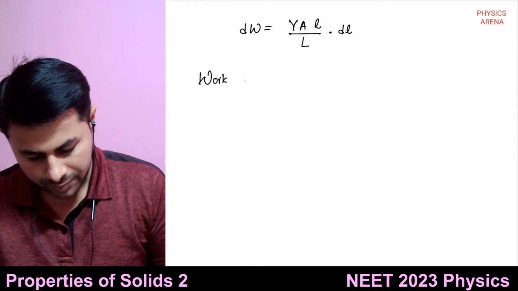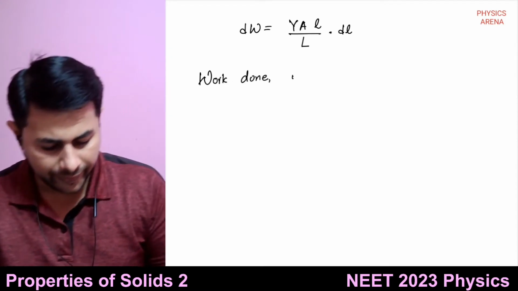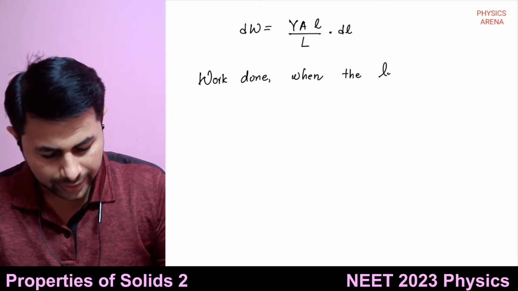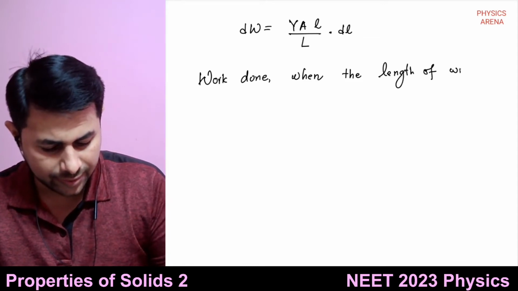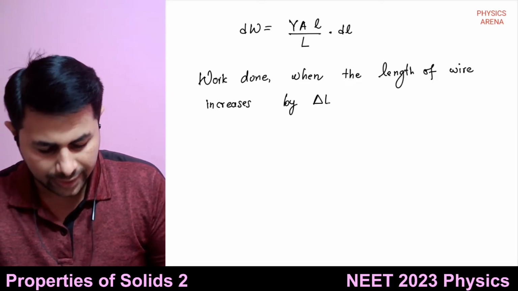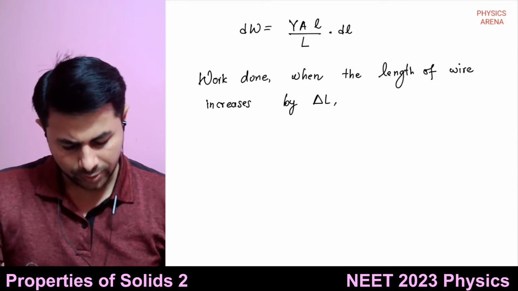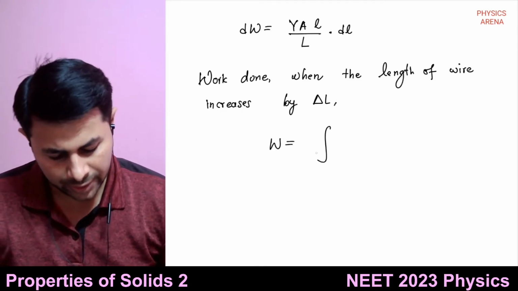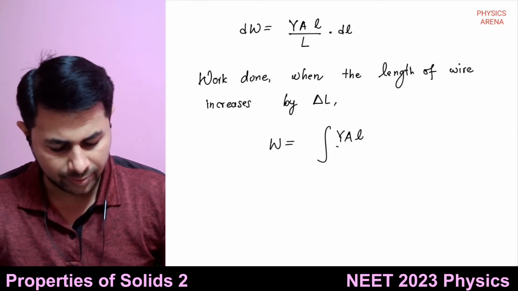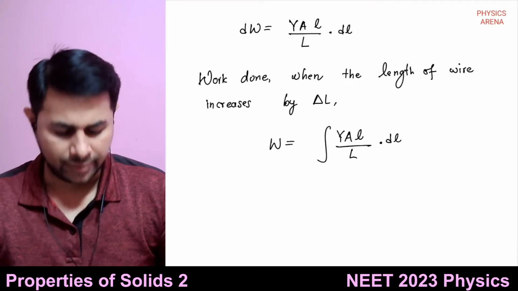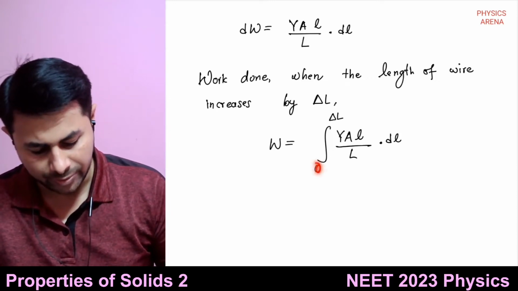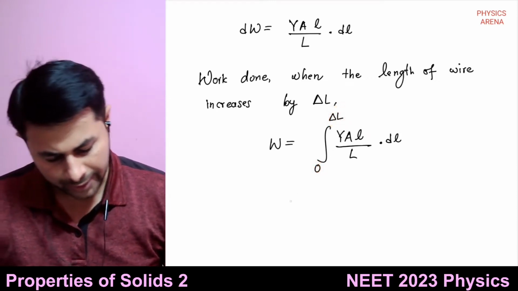So the work done when the length of the wire increases by delta L is W. It is the integral of dW, that is Y A l upon capital L dot dl, and the extension changes from 0 to delta L.